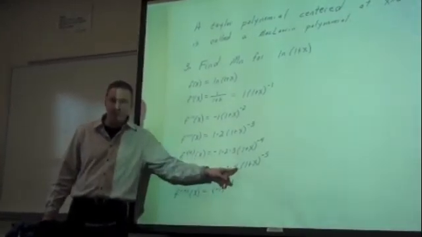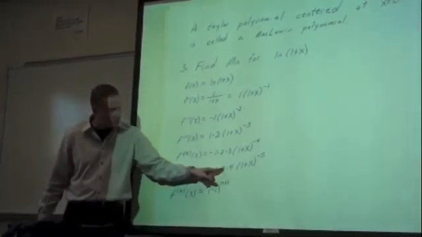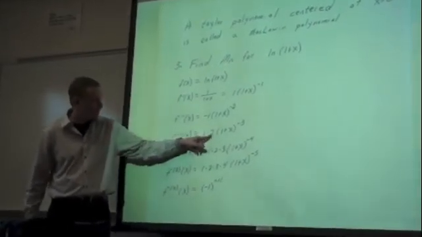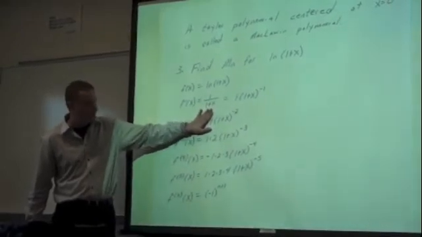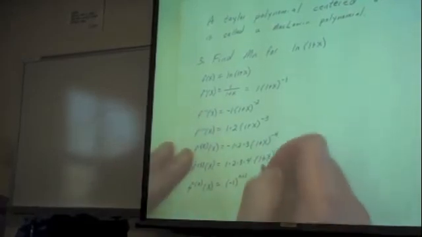Now I need to account for the numbers. So the fifth derivative had 1 times 2 times 3, which is 4 factorial. The third derivative had 2 factorial. The second derivative, 1 factorial. Remember, the sign is already taken care of. So n minus 1 factorial.